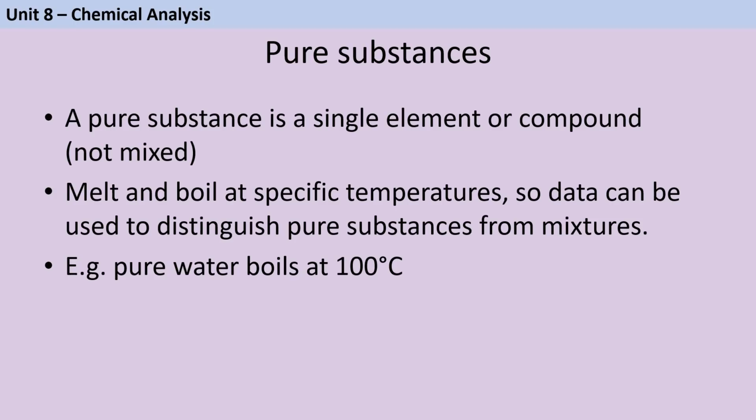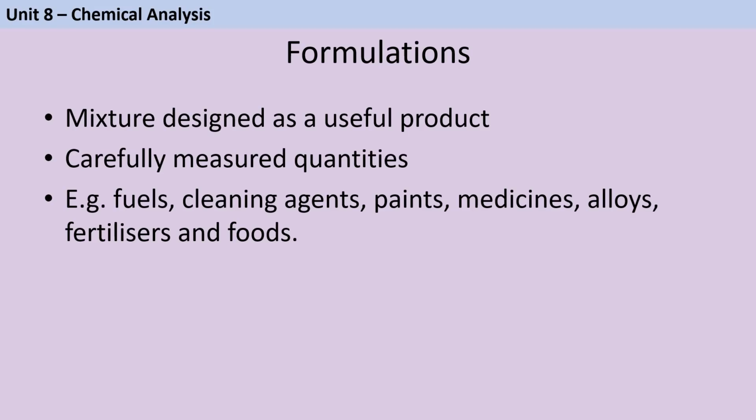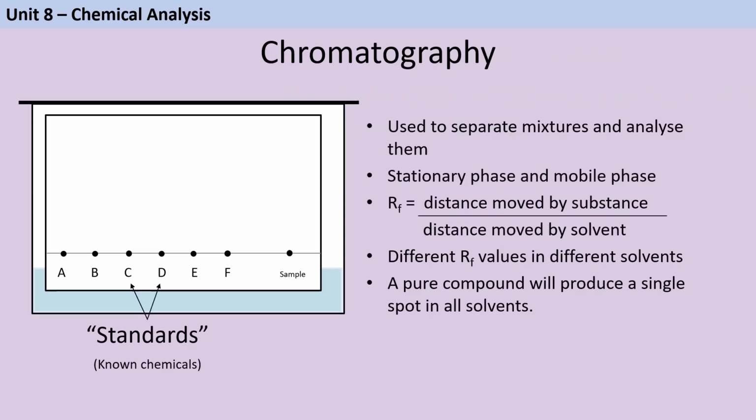Pure substances melt and boil at specific temperatures, so you can use a data book value to figure out whether a substance is pure. For instance, we know that pure water boils at exactly 100 degrees. So if I have some water and it boils at a temperature that's not 100 degrees, well then it's not pure. Formulations are mixtures that have been designed as a useful product. They contain really carefully measured quantities of all of the ingredients. Examples of formulations include fuels, cleaning agents, paints, medicines, alloys, fertilisers and foods.